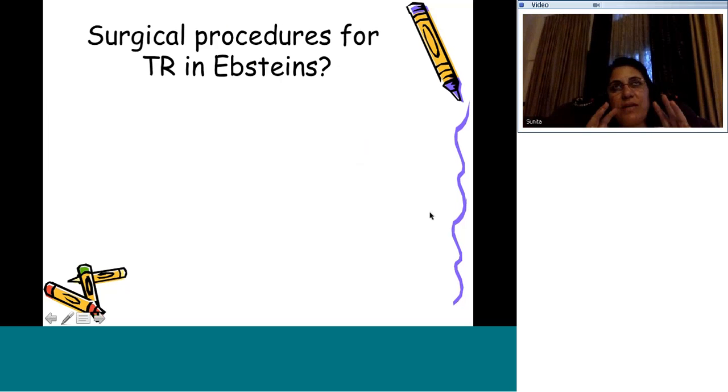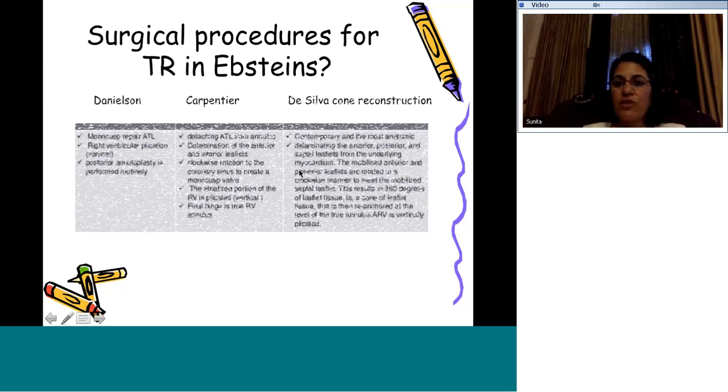So in Ebsteins, it's a fairly complex decision making, and we will discuss that when we do Ebsteins as a lesion. But when you talk about the TR in Ebsteins, okay, so you have the cone repair, anything else? In Ebsteins, let us say you only have an ASD. You may need to only close the ASD. If you have an RV that's hypoplastic, you may need to add a Glenn into your treatment plans. But if your significant issue is TR, then you're going to have to fix the tricuspid valve, and it's important for us to know all the different options.